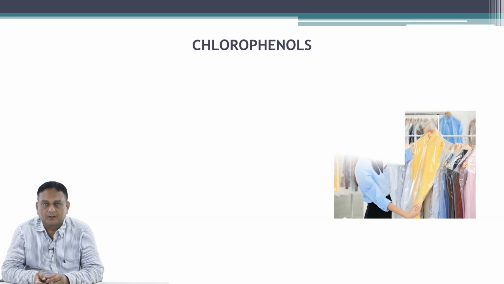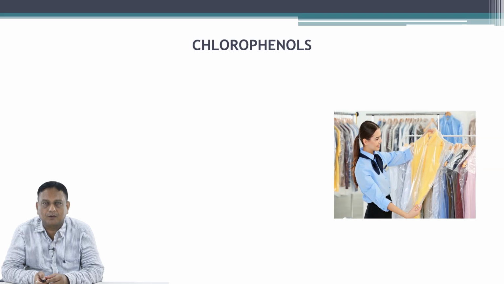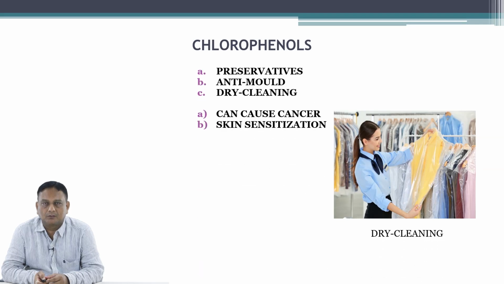Chlorophenols. Chlorophenols are also found in the garment. How? Because chlorophenols are used as preservatives in the sizing material, anti-molding agent, antibacterial agent. It's used in the dry cleaning purpose also, and if it is found in the garment, it can cause cancer and skin sensitization. So chlorophenols we have to avoid in the garment.